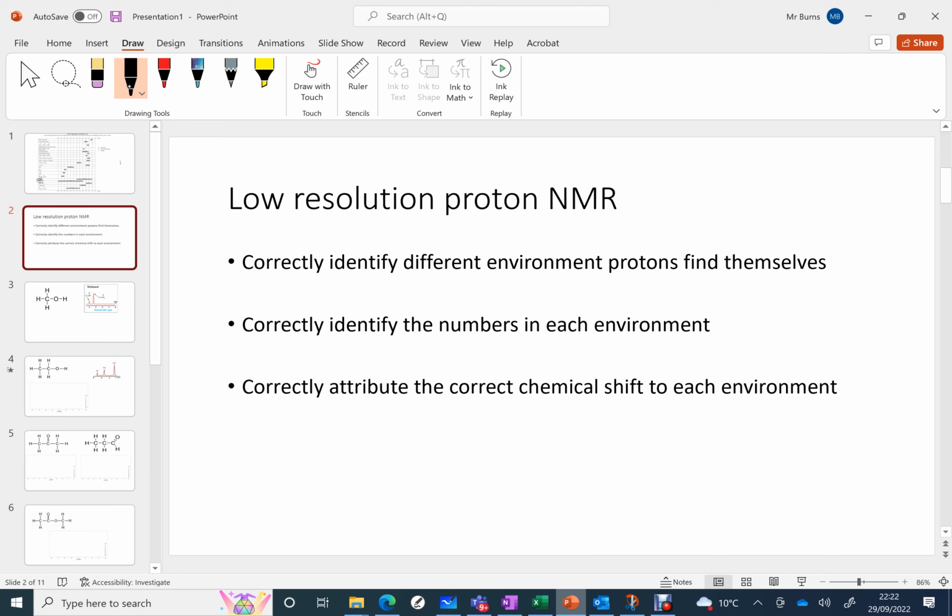Just get the first bit correct. What's the number of different environments here? Hopefully identify the number of hydrogens, protons in each environment. And then if we go to page 17 and get a rough idea of what the chemical shift is going to be for each, that would be good.